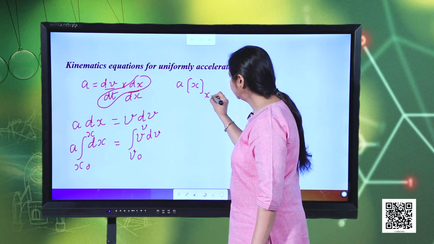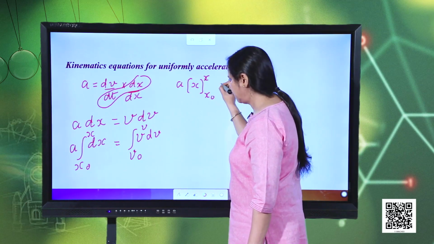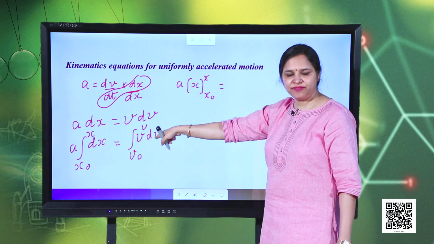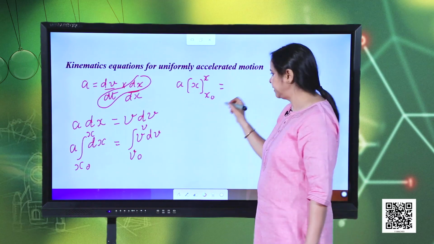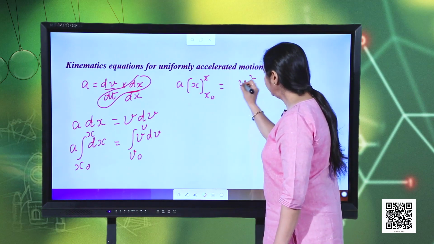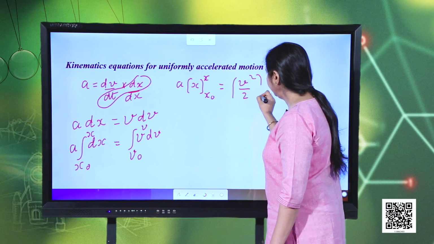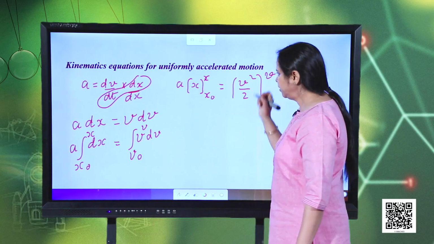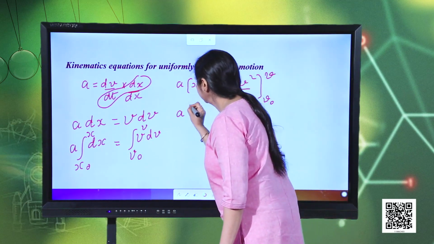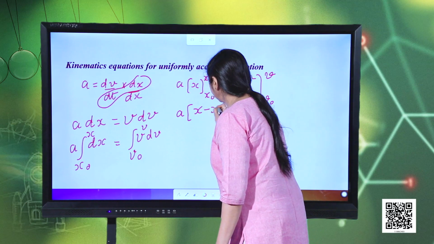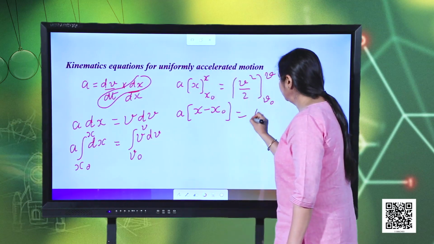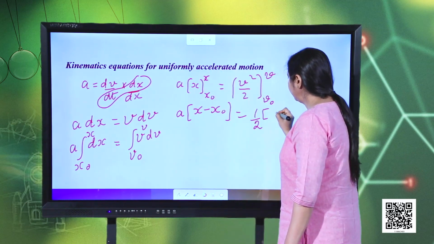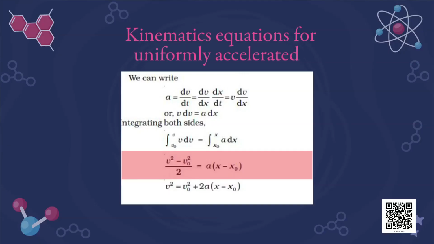and the lower limit, upper limit here, integration of v with respect to dv will be v square by 2. So, we get v square by 2, and then again writing the limit as lower to upper. Now, substituting the limits, what do we get? a into x minus x naught is equal to half, it will become v square minus v naught square, and this is actually termed as the third equation of motion.